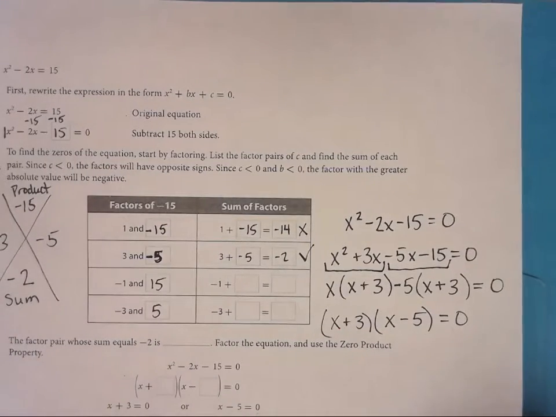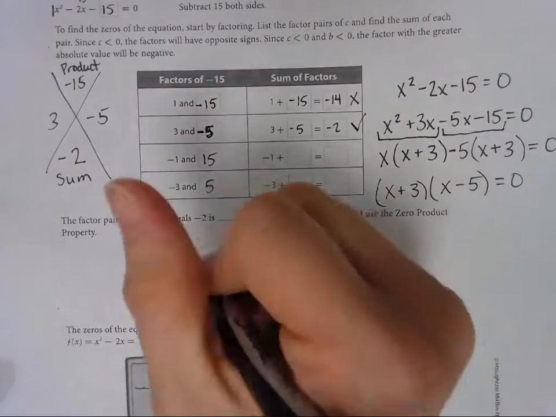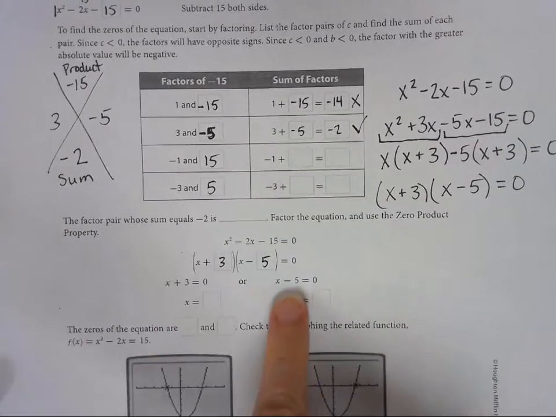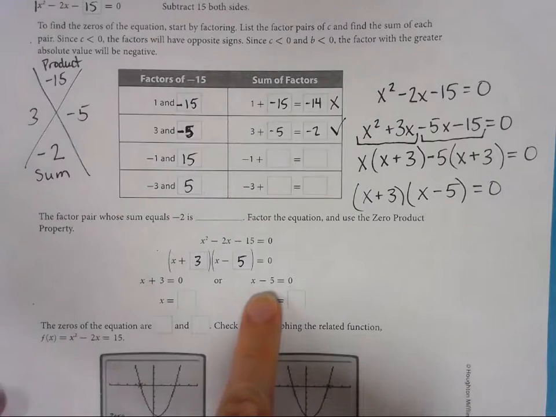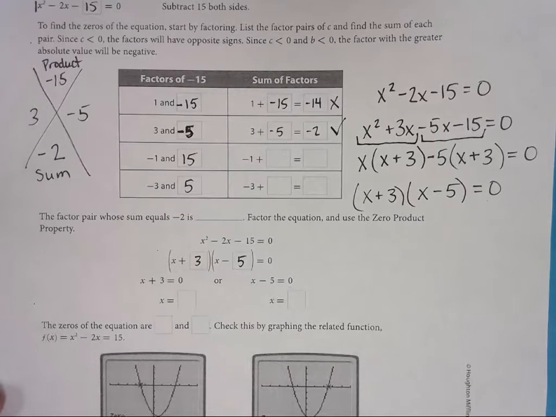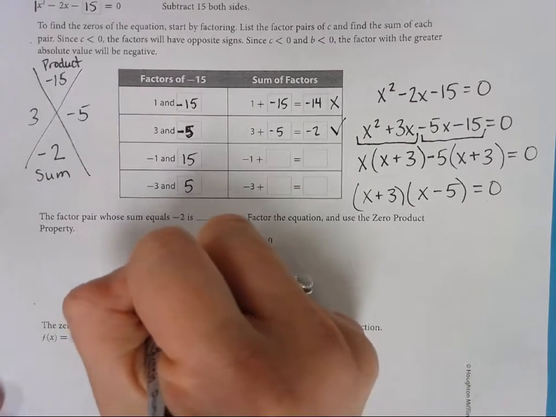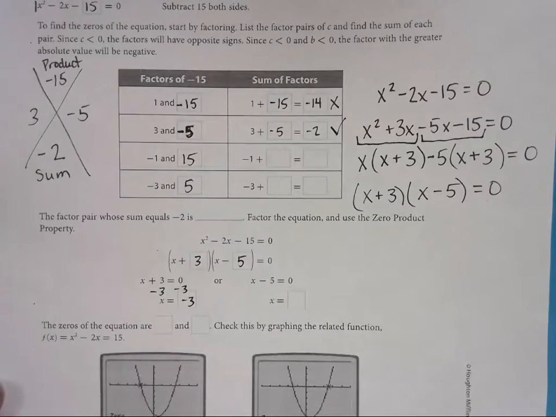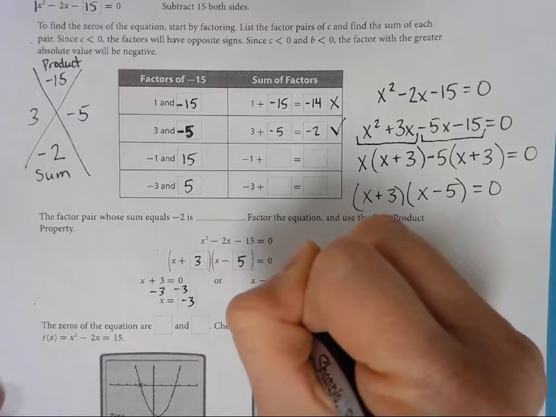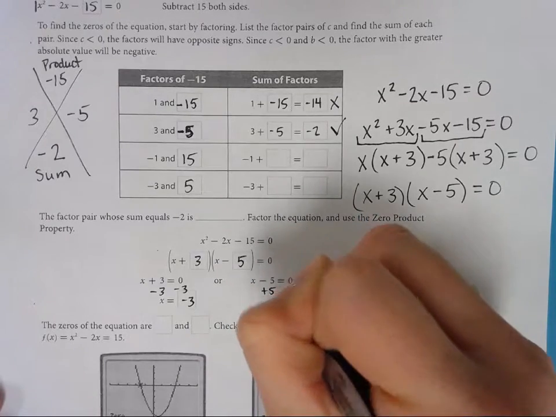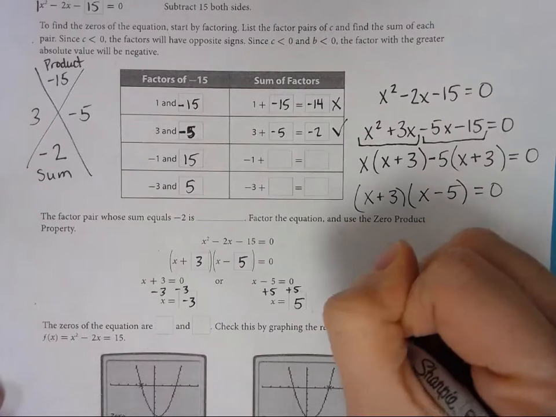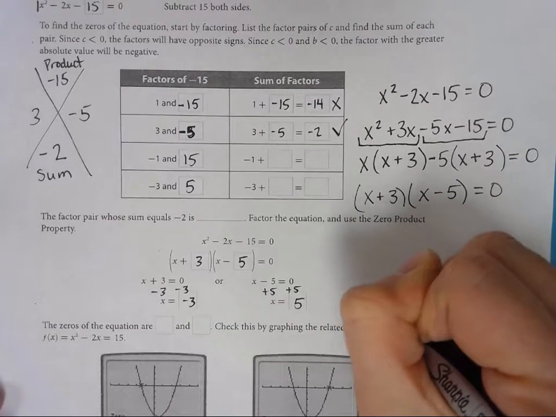So using the zero product property, we will set each factor equal to 0. You can solve by subtracting 3 to get negative 3 as one of your solutions, and adding 5, so positive 5 is your other solution. So our solutions, or our zeros, are negative 3, comma 5.